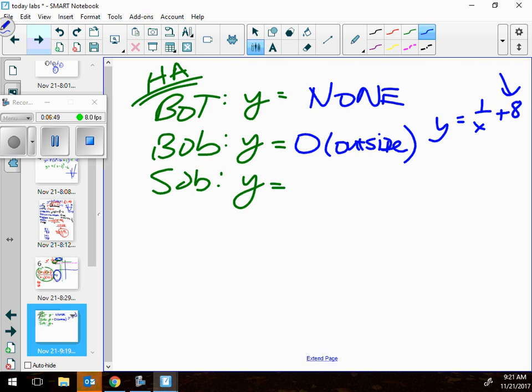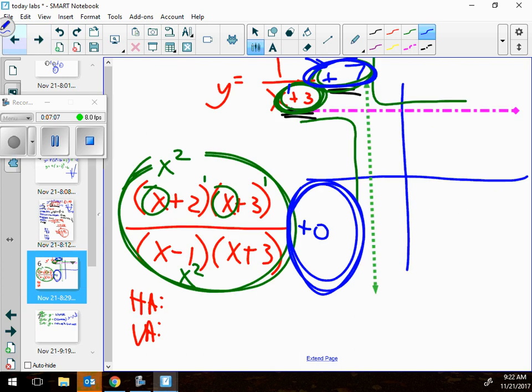All right, and last thing, same on both. What's the rule for Sobs? They make you sob because it's harder than all the other ones. Yes? The ratio of the leads. Good. And in the case of this problem, what were the lead coefficients? Well, this and this are the lead terms. What's the number in front? 1 and 1. So it's y equals 1 over 1.